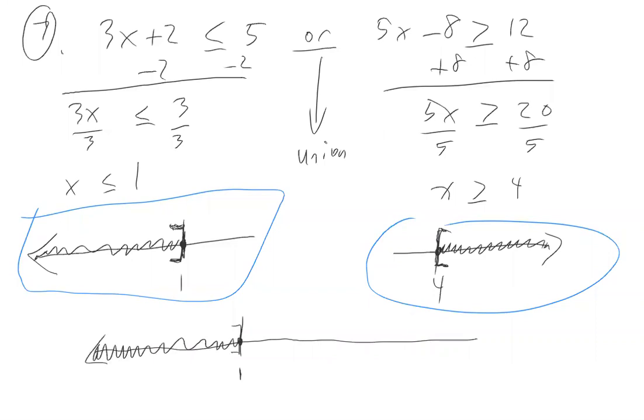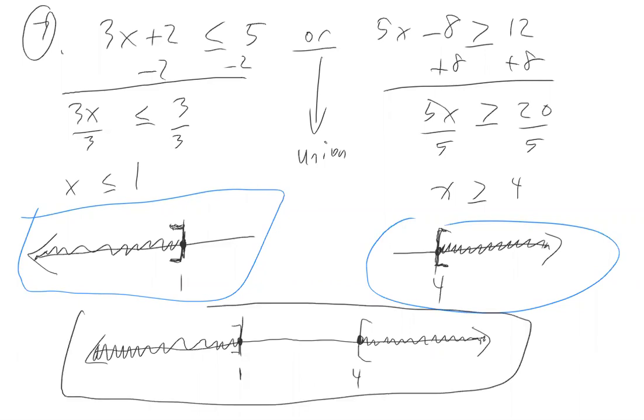And then the union would also include this side from 4 to infinity. So when you do a union, it can sort of add two different parts of the solution together. So that would be the graph of the union of the compound inequality, meaning both of the inequalities at once. So the solution set for the whole thing at once in interval notation would just be what you see in that combined graph.